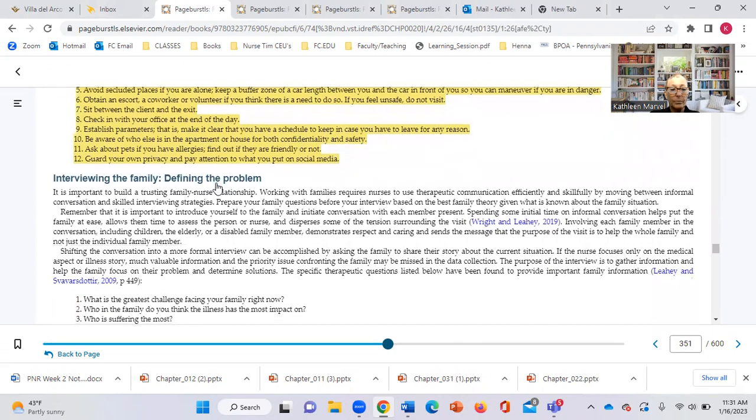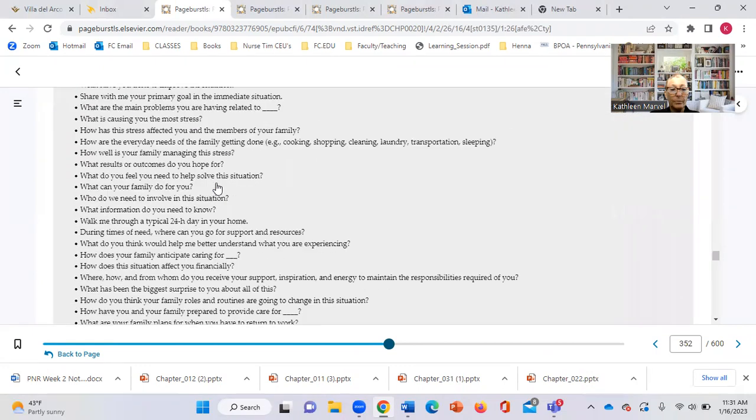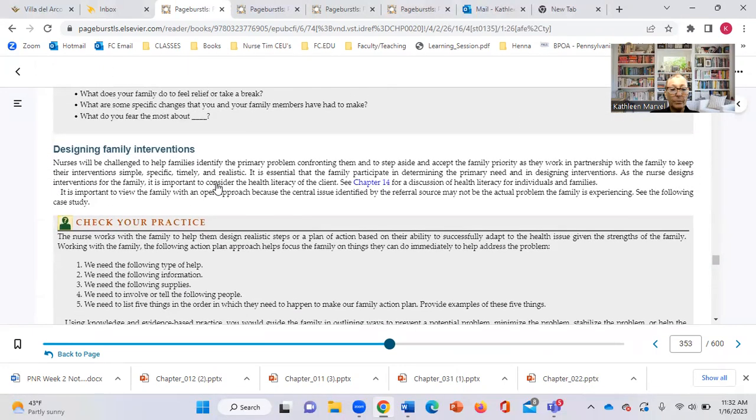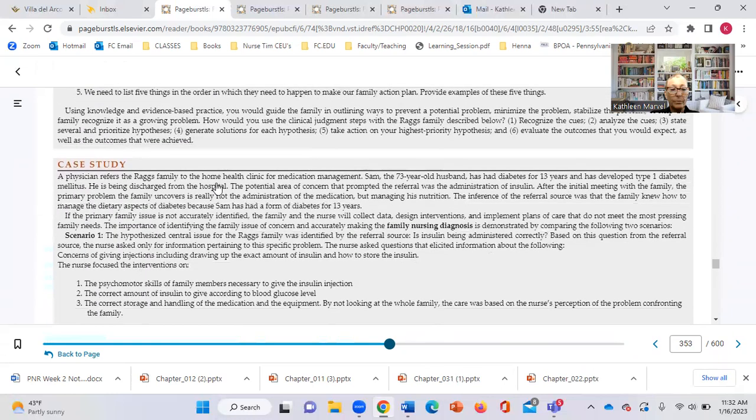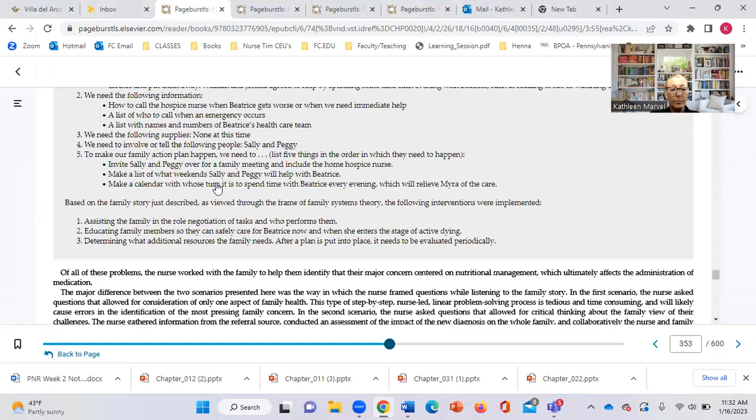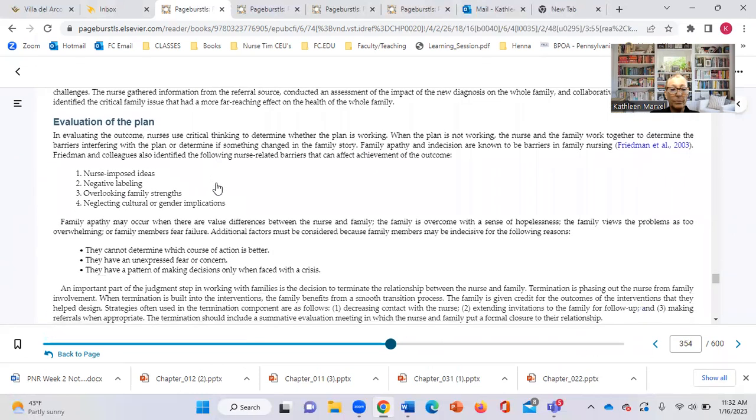Okay. Then we go into interviewing the family, trying to define the problem. Interventions based on your assessment, developing interventions. And again, we're going through the ADPI here. Okay. And then evaluating your plan.